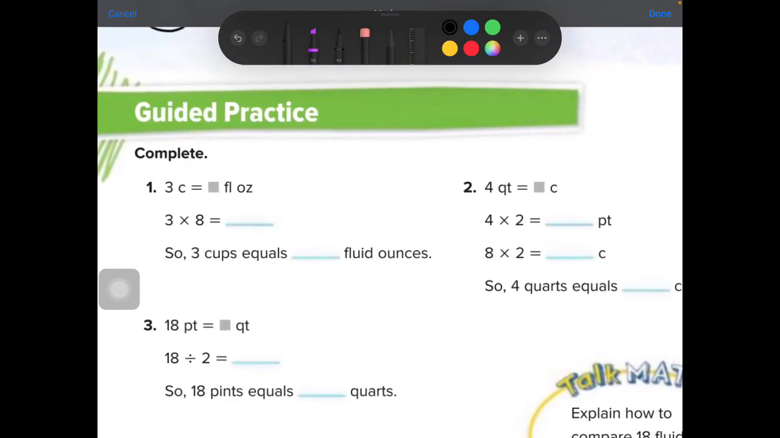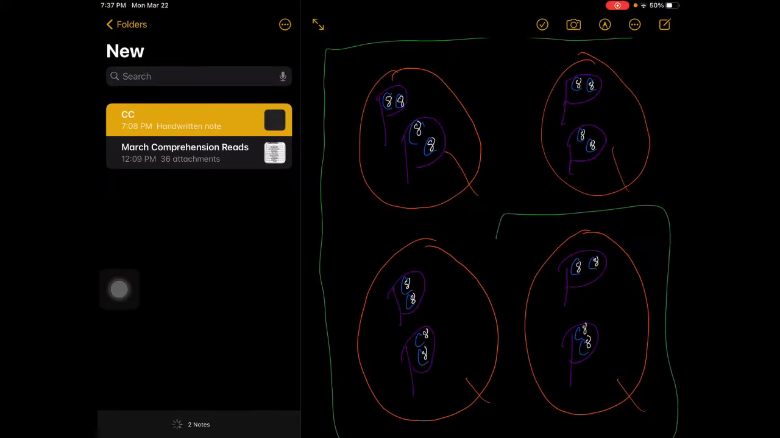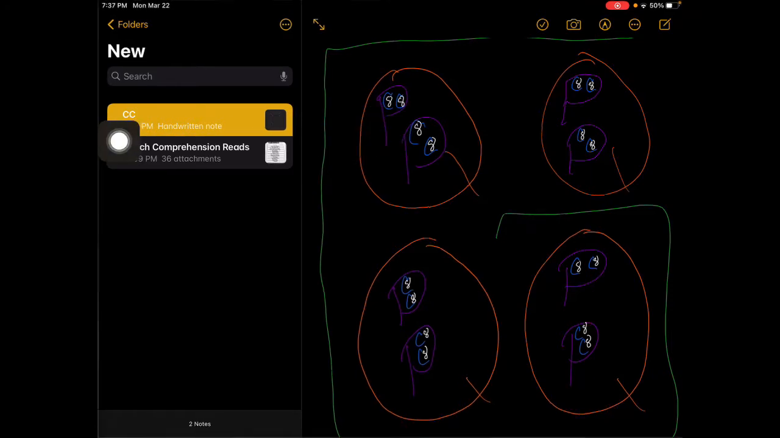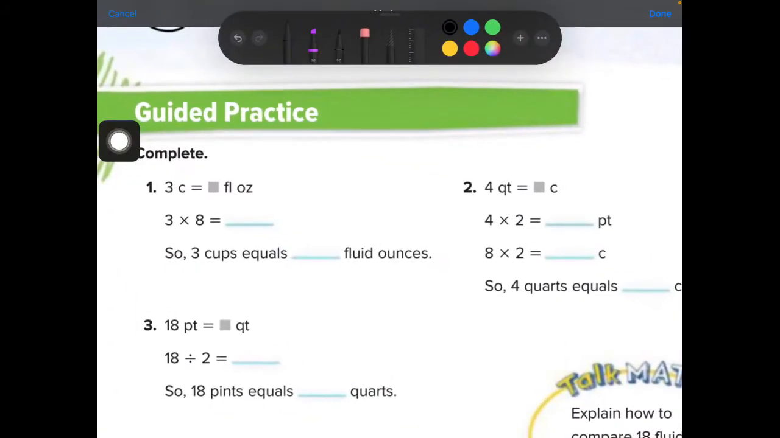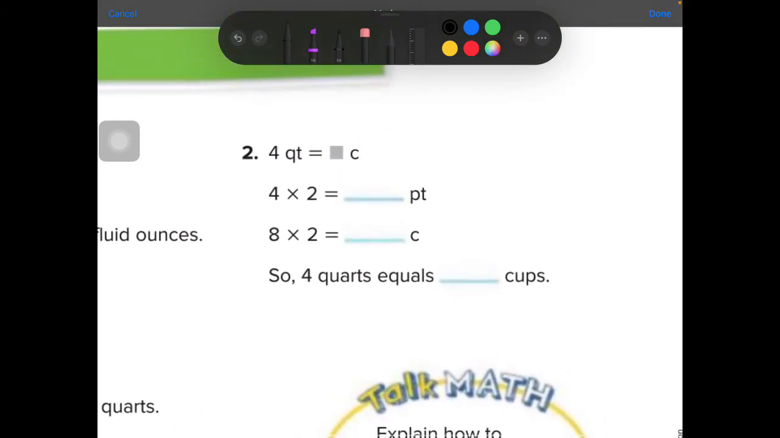So we're going to complete. All right, so 3 cups. Now we bounce over here. We can see that in each cup, there's an 8. So each cup is 8 fluid ounces. So we have 3 cups times the 8, that's where we get the 8 from, is going to be 24. So that we can see that 3 cups equals 24 fluid ounces.